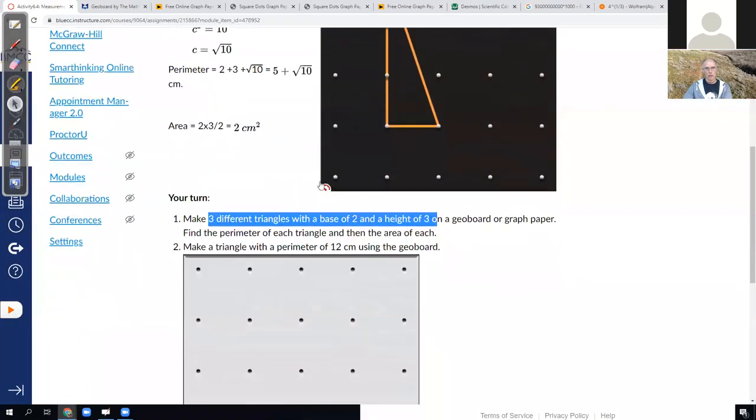So you're going to draw out 3 different triangles, clearly show they have a base of 2 and a height of 3, find their perimeter and their area. For the perimeter, you'll need the Pythagorean theorem. So that's like the examples I just did. Pretty straightforward, not much of a big deal. Leave the square roots there.